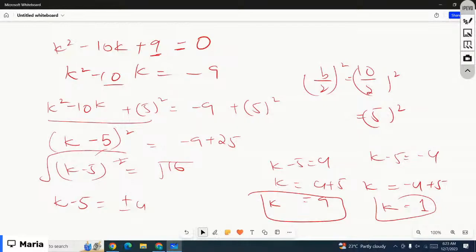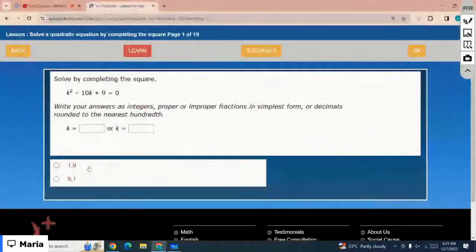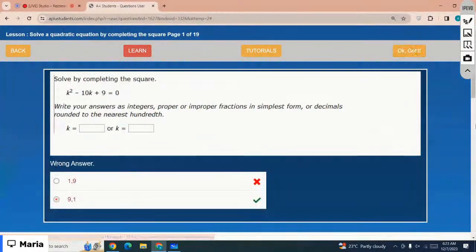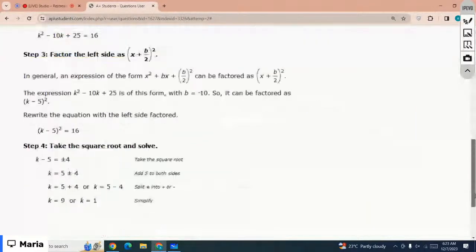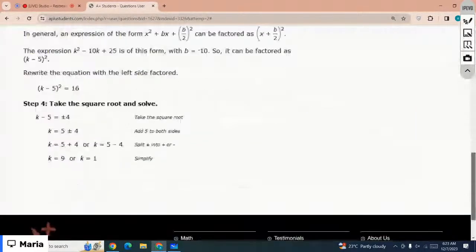Okay, let's just do another example. You have two values for k, k equals 9 and k equals 1. Both the options are correct, 1 and 9, and 9 and 1, no matter what value you write first and what value you write second, right? But what is this 9 and 1? They both are the same, right?